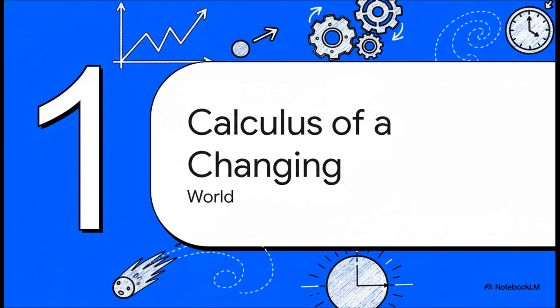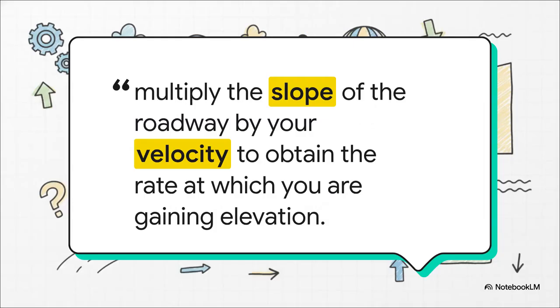Welcome to Section 1, Calculus of a Changing World. You know, this quote from a Reddit user just nails it. It says, you can multiply the slope of the road, that's dE over dx, how steep it is, by your velocity, that's dx over dt, how fast you're moving, to get dE over dt, which is how fast your elevation is changing. It's a direct relationship. We're connecting the rate of change of one thing, your speed, to the rate of change of another, your altitude. And it's all linked by a fixed property, the steepness of the road. That right there is the heart and soul of related rates.